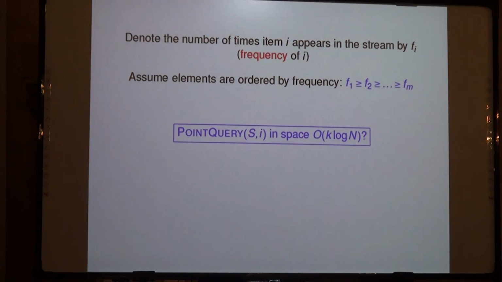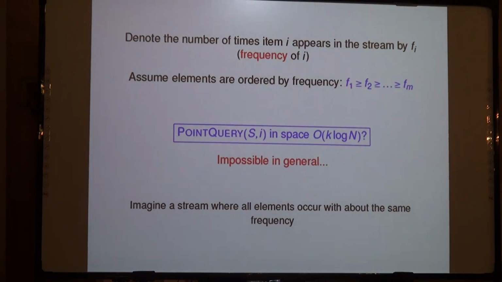Okay, so fi is the frequency of item i, and for simplicity, let's assume that the frequencies are decreasing. So f1 is the most frequent element in the stream. What we want to design is this point query primitive in space k log n, and that's impossible. Why? Just think of a stream of items where every item appears really 0 or 1 times. You would have to invest about 1 bit of information for each such item. So you can't really do it.